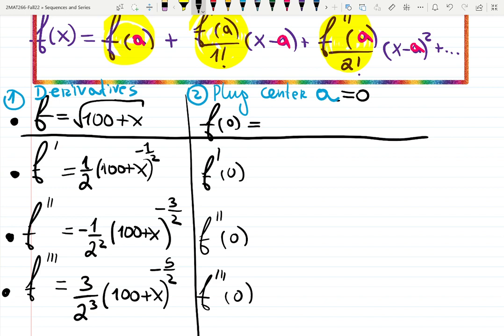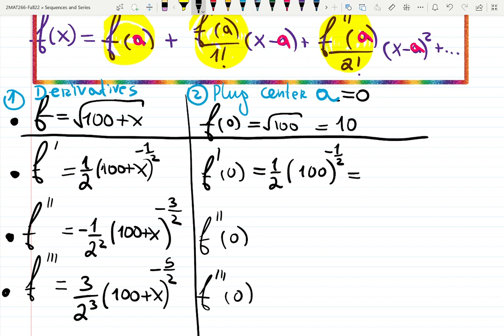Now, at 0 it is square root of 100, which is 10. Nice, it's nice to have nice numbers. What is f prime at 0? What do you think? 1 over 20, I heard someone say it, good job. Let's see why. It is going to be 1/2, and then it's going to be 100 to the minus 1/2.